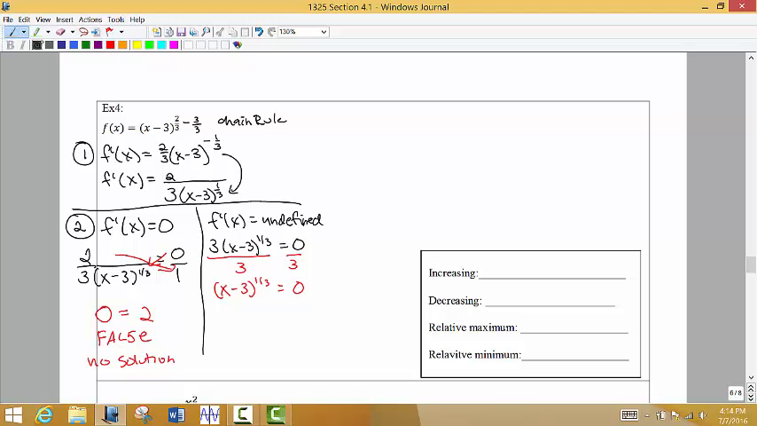Okay, we know that raising something to the 1/3 power is the same thing as a cube root. So let's go ahead and just rewrite this really quickly as a cube root, just to simplify matters. Of course, if I was going to solve this equation, if I have a cube root, then I'm going to cube both sides. So we get x minus 3 equals 0. And pretty simply, if I solve for x, we get x equals positive 3.